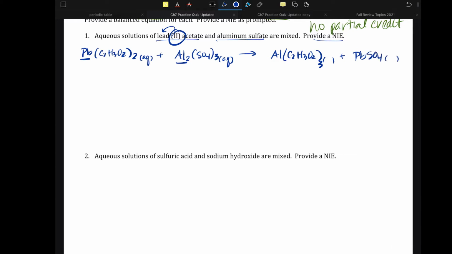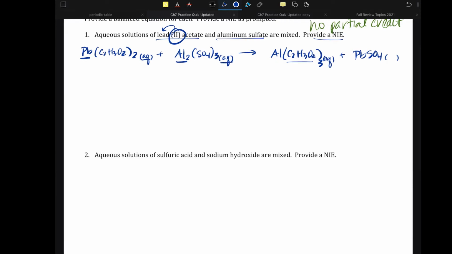And we'll put a state there. Now we need to apply our solubility rules, which tell us that acetates are always soluble. So this one is going to be aqueous because there's water in the background, courtesy of these aqueous reactants. Lead sulfate, we would look at our solubility rules and think, sulfate, usually soluble with a handful of exceptions. Lead is one of those. So then this is going to be a solid, right? Which means that that's going to be our precipitate.